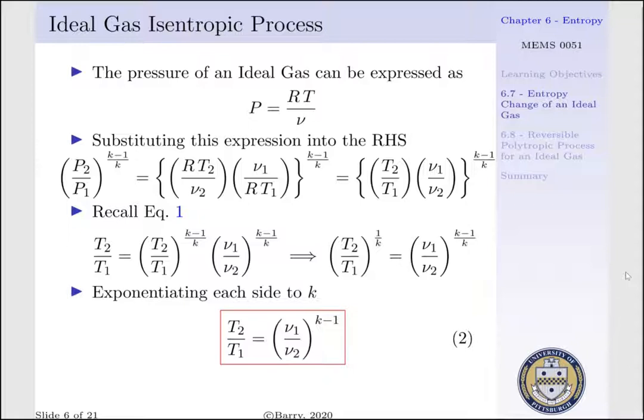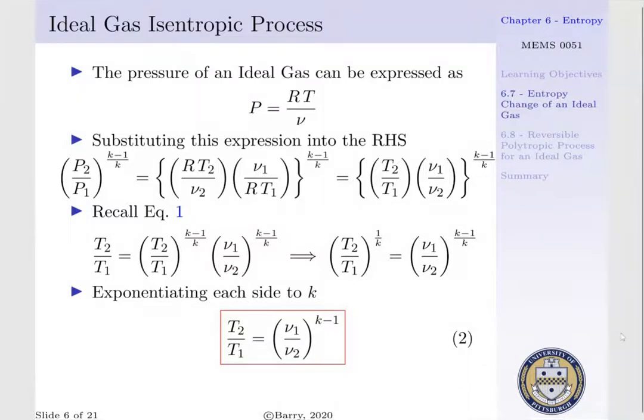If we recall equation 1, that the left-hand side, T2 per T1, was equal to the right-hand side, P2 per P1, to the K minus 1 per K, we can re-express the left-hand side of our previous equation in terms of temperature. That is, T2 per T1 would be equal to T2 per T1 to the K minus 1 per K times nu1 per nu2 to the K minus 1 per K. Or we'd have T2 per T1 to the 1 per K is equal to nu1 per nu2 to K minus 1 per K. Now if we exponentiate both sides to K, we'd have T2 per T1 would be equal to nu1 per nu2 to the K minus 1. Thus we have a relation between temperature and specific volume between our initial and final states.